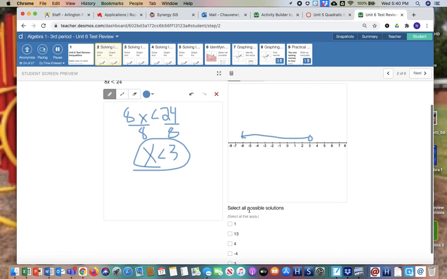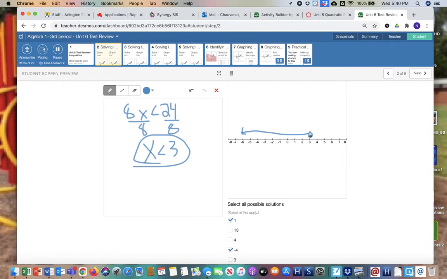So now, let's look at all our possible solutions. Is 1 a possible solution? Well, where's 1 on the number line? It's in the solution set, so we check it. Where's 13? It's way over here to the right, so that's not an answer. What about 4? No, that's not where the arrow is going. What about -4? Sure, -4 is right here. What about 3? 3 is not a solution here because this does not have an or equal to. Since it's an open circle, it is not a possible solution.